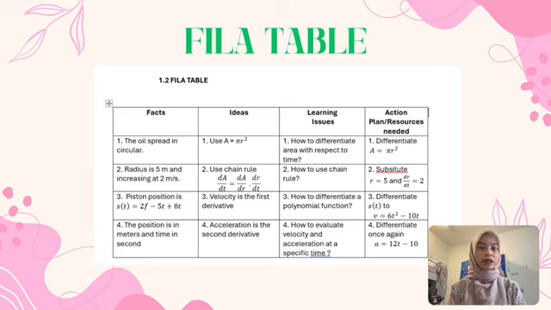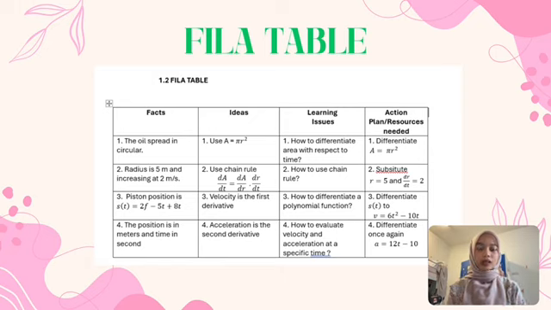For the second fact, the radius is 5 meters and it is increasing at 2 meters per second. So we need to use the chain rule, which is dA over dt equals dA over dr multiplied by dr over dt. So the issue is how to use the chain rule. We need to substitute r equals 5 and dr over dt equals 2.